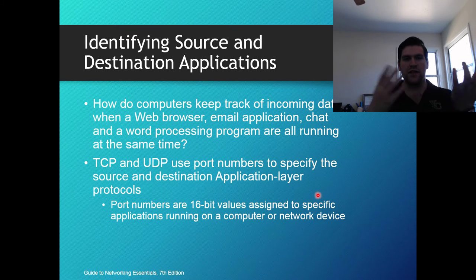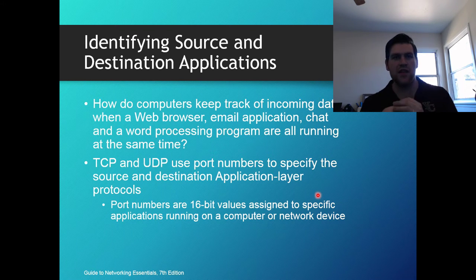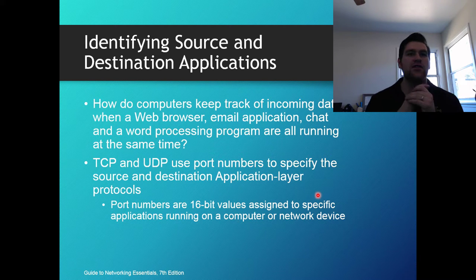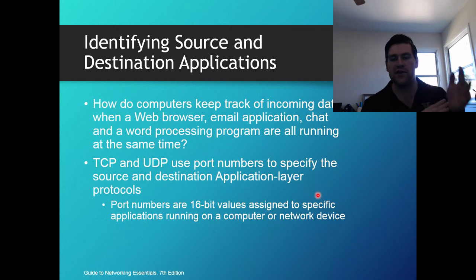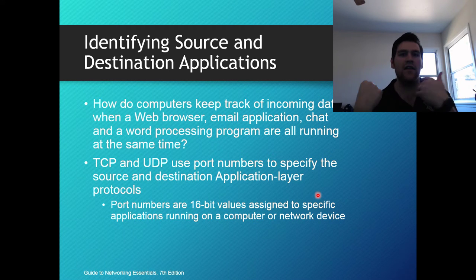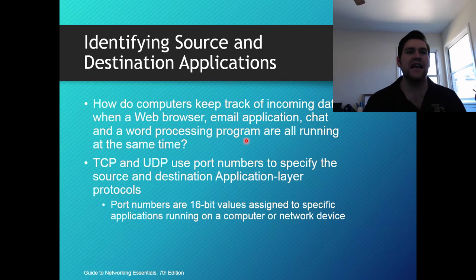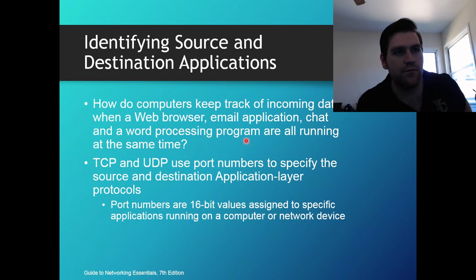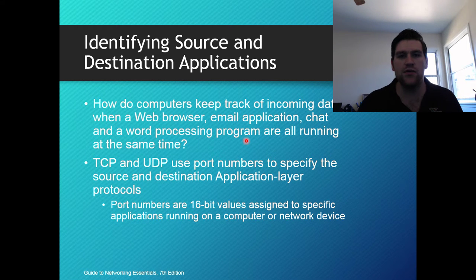So I've mentioned this: identifying source and destination applications is done through the use of port numbers. This is how computers keep track of multiple data streams coming in and out. When you have a web browser, an email application, chat, and a word processing program, they're all running at the same time and they're all accessing resources on a network. How do they keep track of all that incoming data? Of course, port numbers are what's going to do that. So they use destination and source port numbers for that purpose. Destination is for sending to a specific application, and source is for when it comes back; that's going to be the destination on the new segment or datagram that responds.